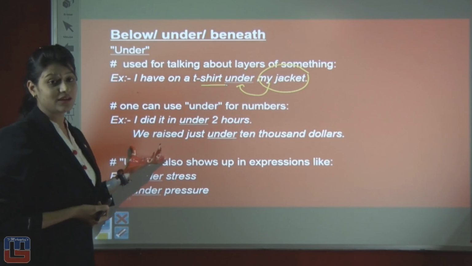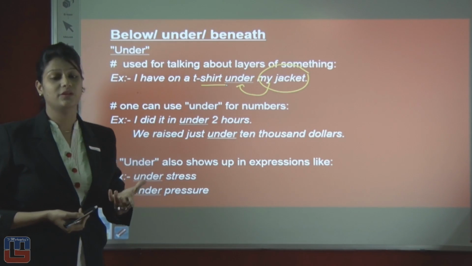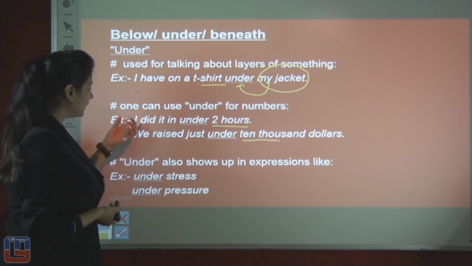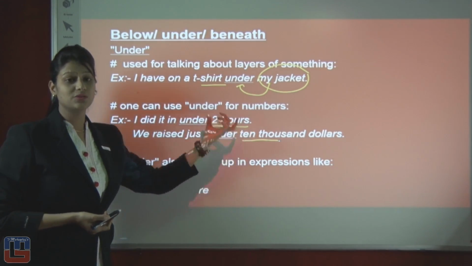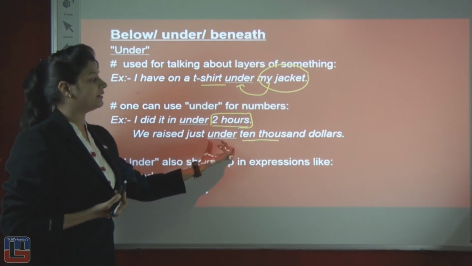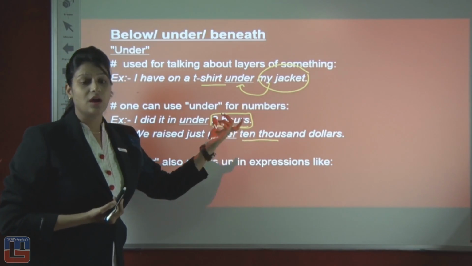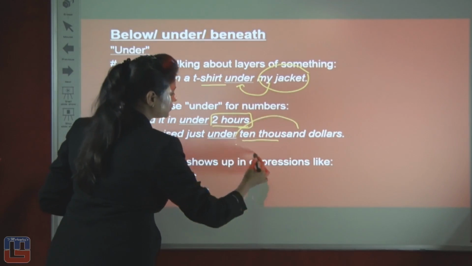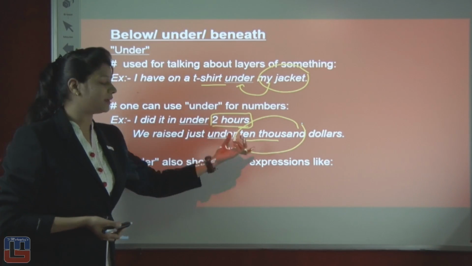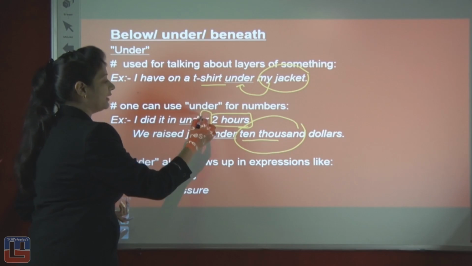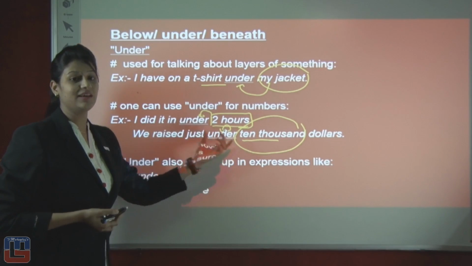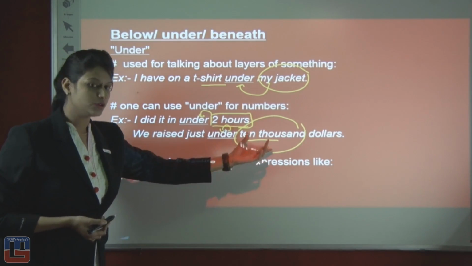Moving further, the next use says that one can use under for numbers as well. When you are talking about numbers or numeral expressions, as you can see over here. I did it in under 2 hours. So the time that I took was 2 hours. We raised just under $10,000. So the amount that they raised was $10,000. In both the expressions, you can see numeral expressions have been given, 2 and 10, and they are preceded by under rather than below. You won't say that we raised just below 10,000. We'll say we raised just under $10,000.